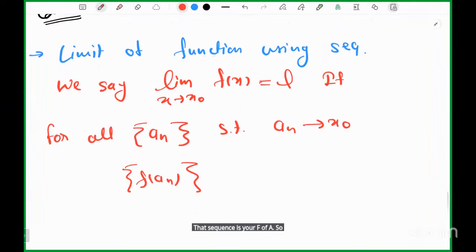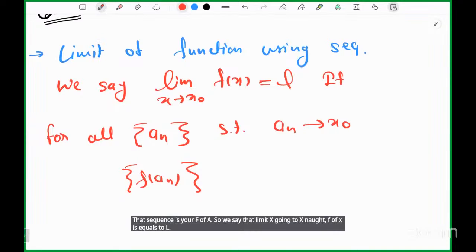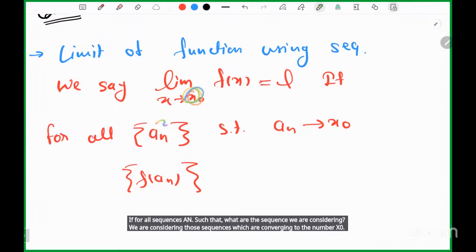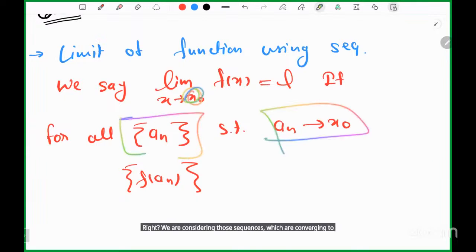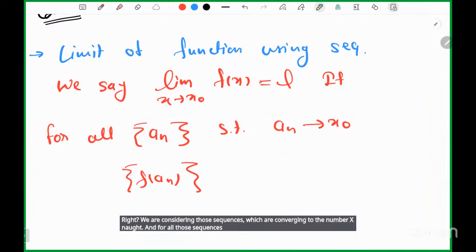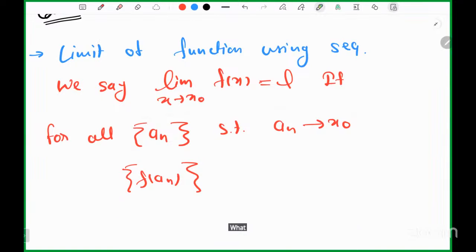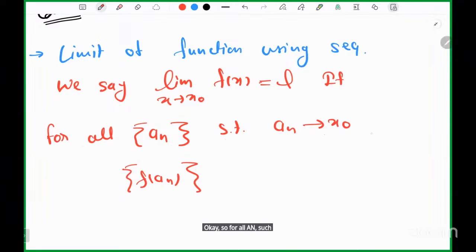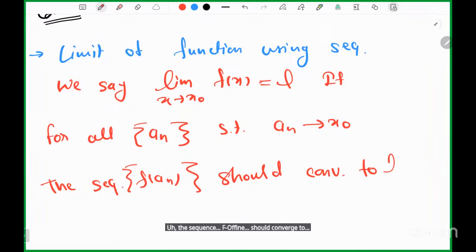So we say that limit x going to x naught f of x is equal to L if for all sequences an such that, what sequences are we considering? We are considering those sequences which are converging to the number x naught. And for all those sequences, the new sequence, that is f of an, should converge to the number L. So for all an such that an goes to x naught, the sequence f of an should go to L.